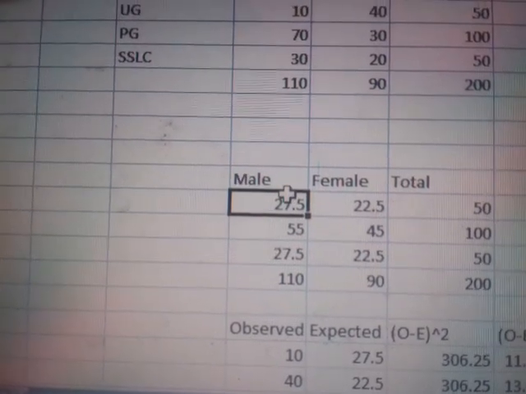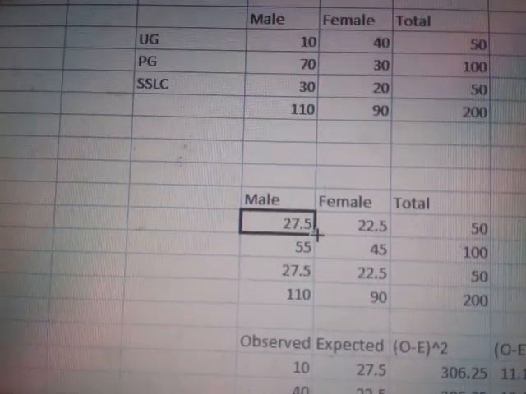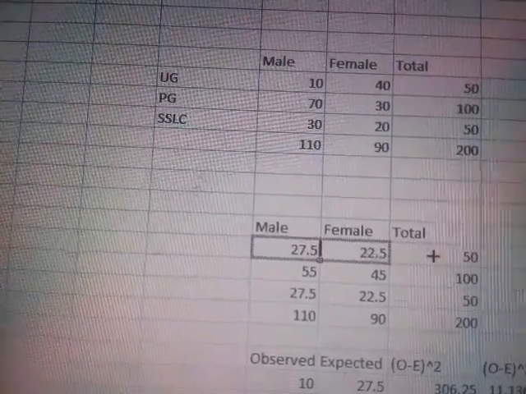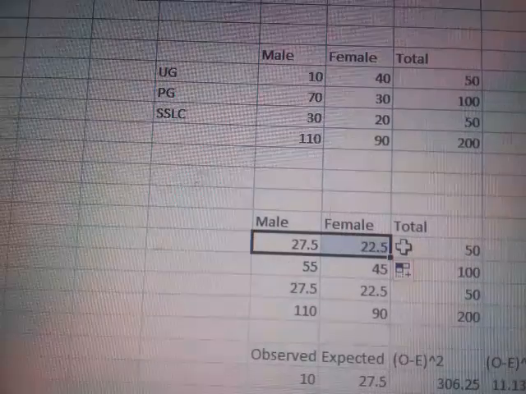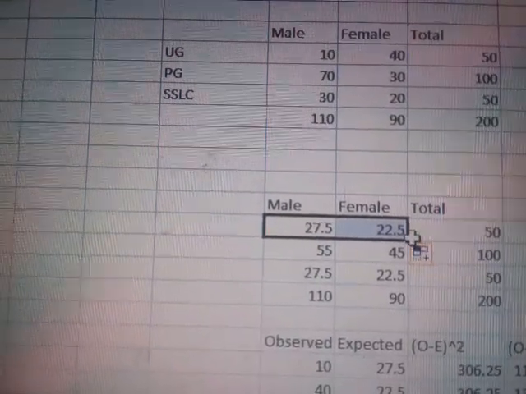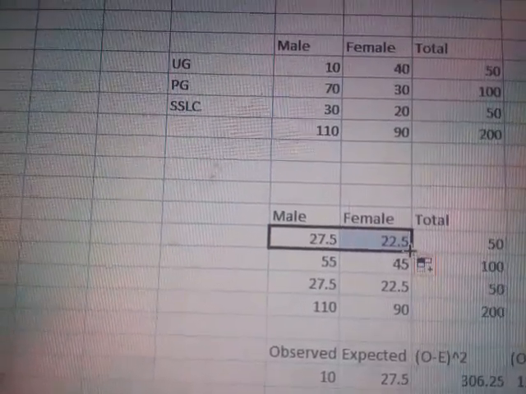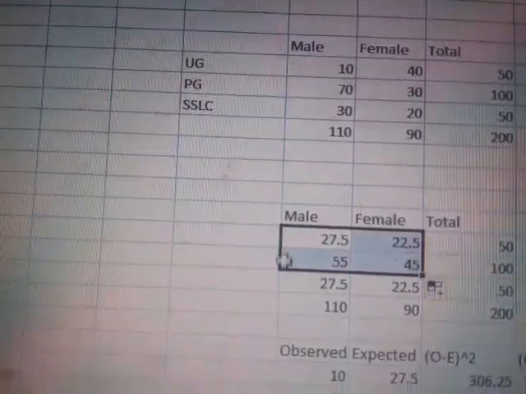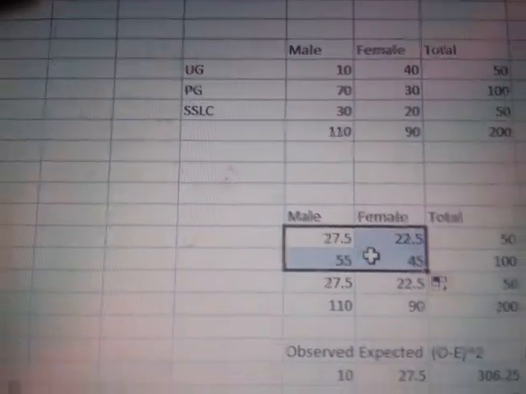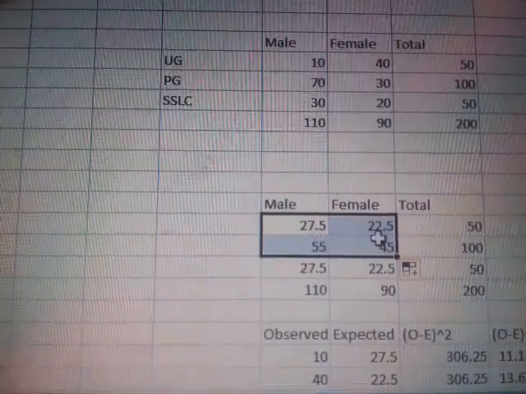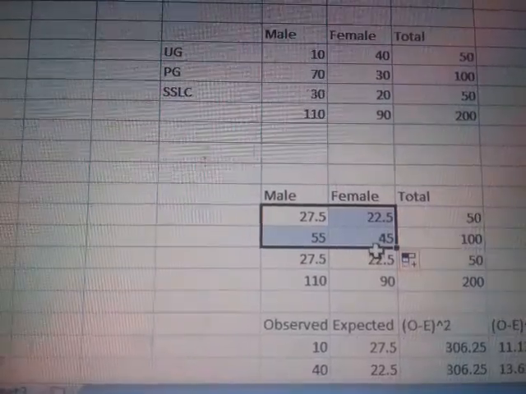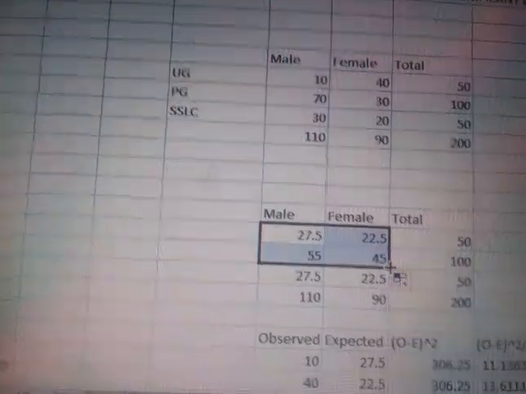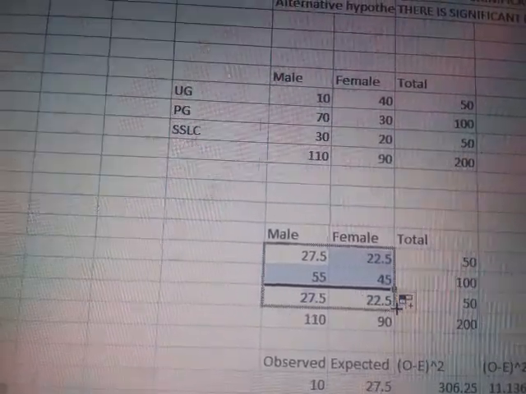Click your cursor here and click at the end of that cell, and drag it. Like this you have to drag up to here. Then click your cursor here and drag down. So this is our expected value: 27.5 and 22.5, 55, 45. So you get the expected value. Similarly you can drag for the next row also. We got 3 rows, so you have to drag for the next rows.